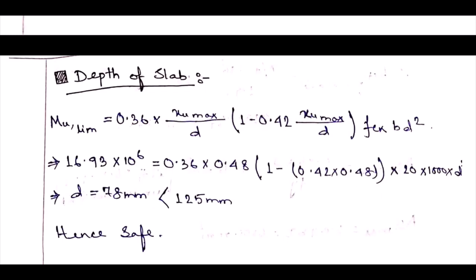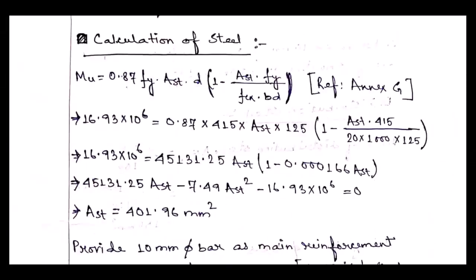This d value is unknown here because this is the required depth. So from this equation we can find out the value of d, small d, that is equal to 78 mm, which is less than 125 mm, which we have already considered. So the depth is safe, the depth of 125 mm which you consider is safe. Now the next step is calculation of steel.